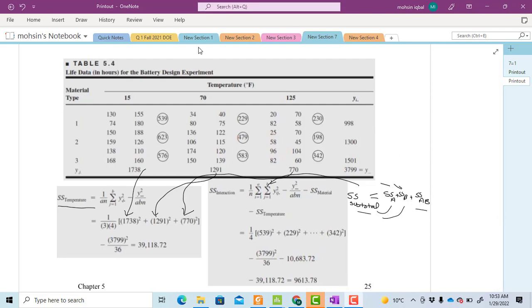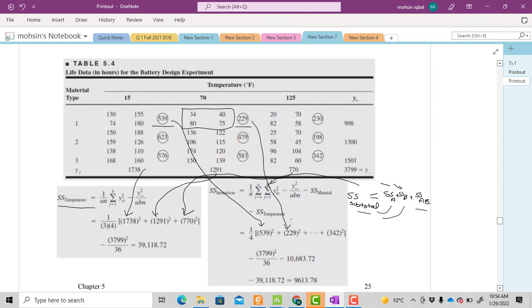So in order to calculate the sum of square of subtotals, we will have to take the sum of all the interaction terms, means 539, 229. This 539, 229 has been obtained from taking the sum of all these replications at a specific treatment. So you will have to take the sum of all the treatments. You can see that it is 539 whole square, the sum of first treatment. 229 is the sum of second treatment.